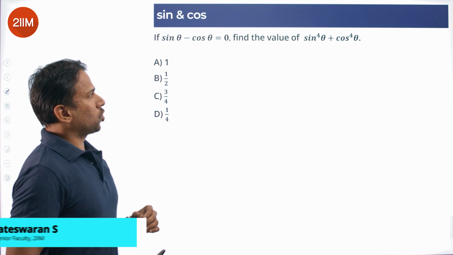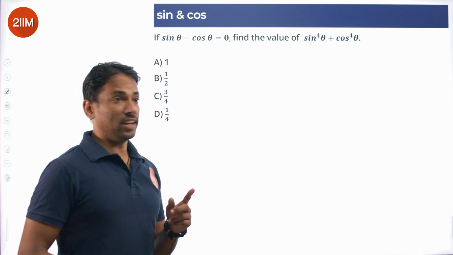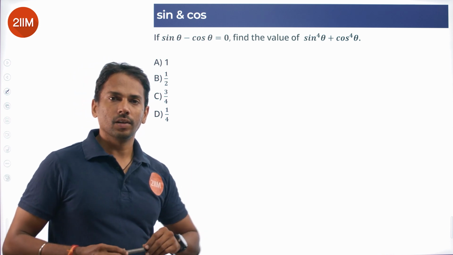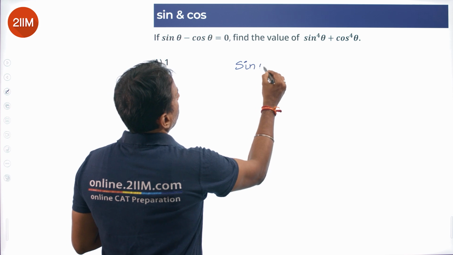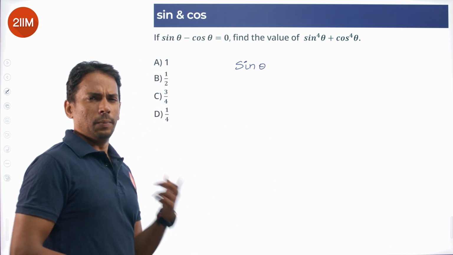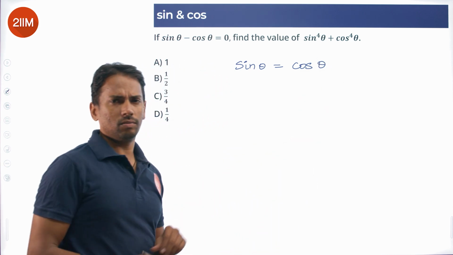If sin theta minus cos theta is equal to 0, then find the value of sin power 4 theta plus cos to the power 4 theta. So sin theta minus cos theta is equal to 0, which will imply that sin theta is equal to cos theta. So simple to understand.